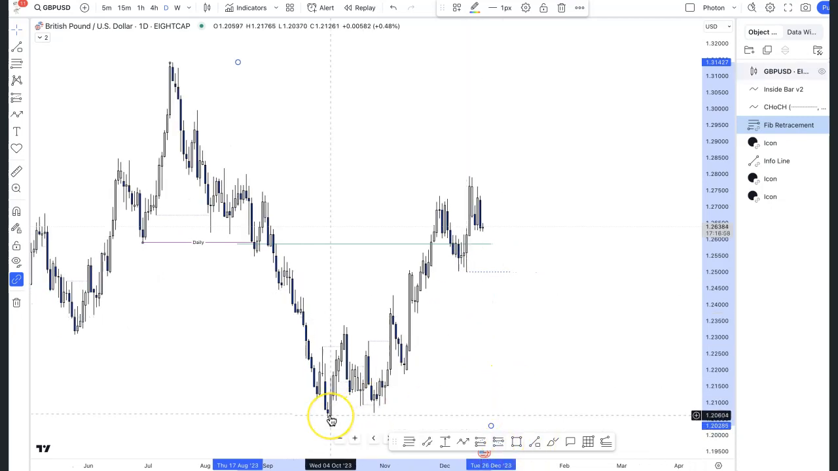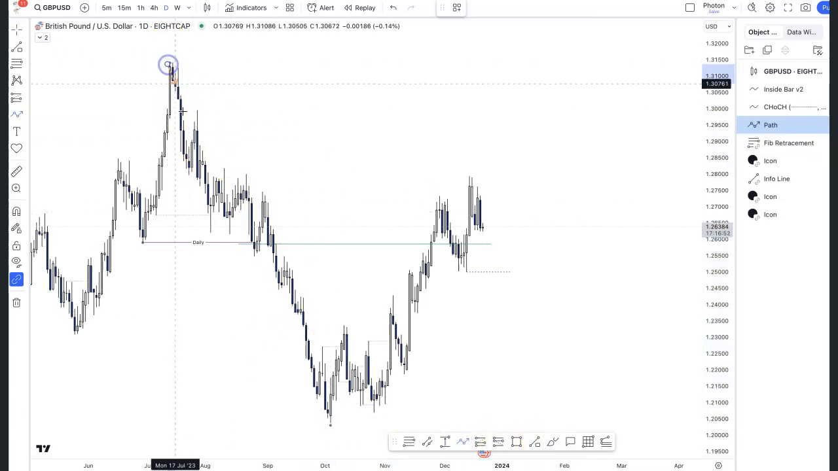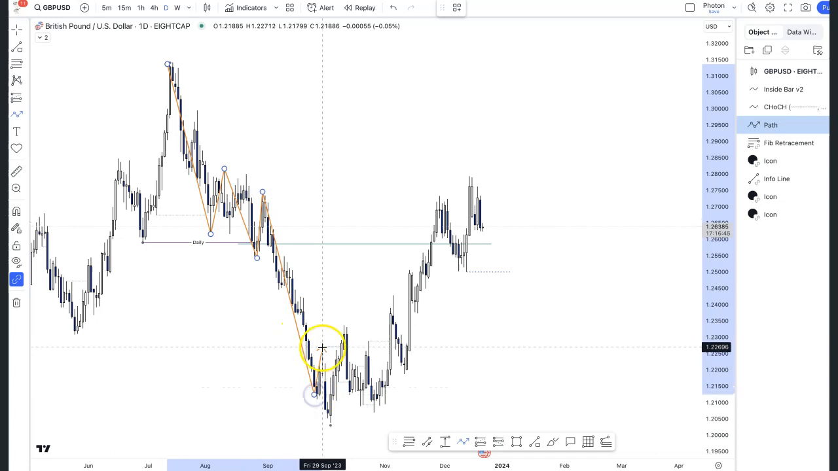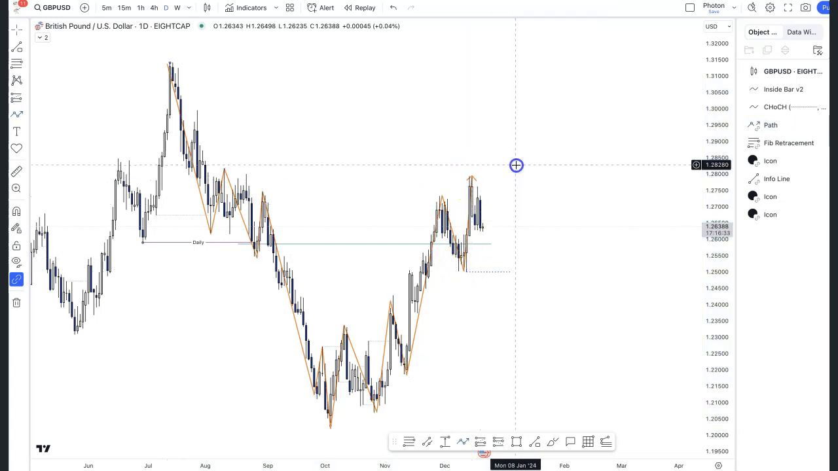As far as the internal is concerned, if I was to draw this entire leg from here to here, I would mark it something like this, very broad brushes. So yeah, something like this. And then we've started to make a higher high, a higher low, a higher high, a higher low, and this is where we currently are.